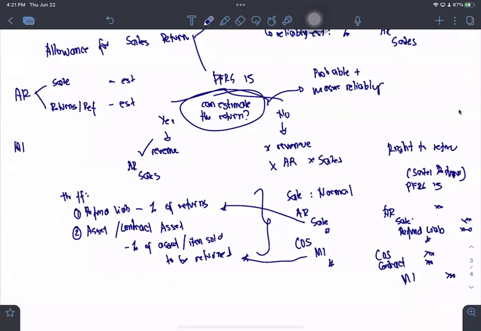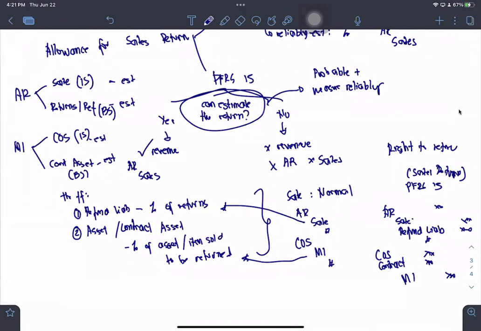Next, for the merchandise inventory, you will just recognize an item for the cost of sale, for the estimated amount to be sold, and the contract asset for the estimated, again, amount to be returned. Okay? So basically, you recognize an item for the balance sheet and an item for the income statement. So for AR, what is the income statement? The sale. The balance sheet is the returns or refunds. For merchandise inventory, the income statement is the cost of sales, while the balance sheet is the contract asset.